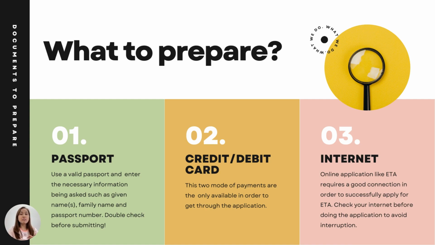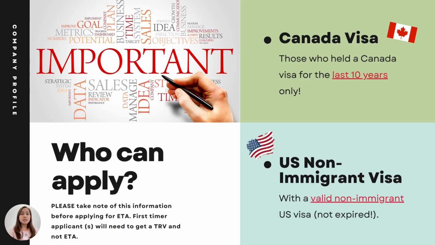After you apply for ETA, they will send you an email within minutes, and that's when you can see the steps you have to do after. It's either you have to submit something or it's approved. Okay, so who can apply for ETA Canada? As I mentioned earlier, you need to have held a Canadian visa in the last 10 years, and you have a valid U.S. non-immigrant visa, so not expired.